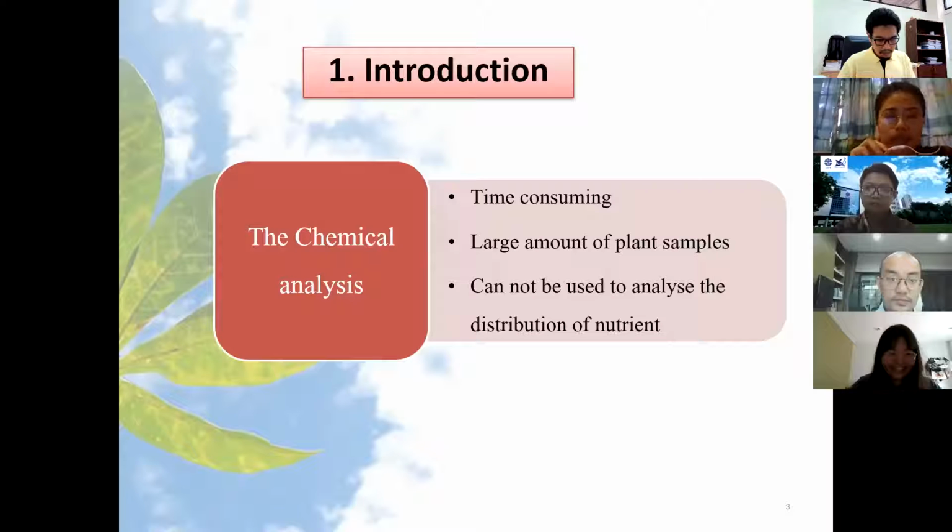The analysis of total nutrient in the leaf is used for evaluation of cassava potassium and iron status. For the chemical AAS technique has been a standard method for nutrient analysis in plant tissue. The method is time-consuming. A large amount of plant sample is needed, and it cannot analyze the distribution of nutrients.